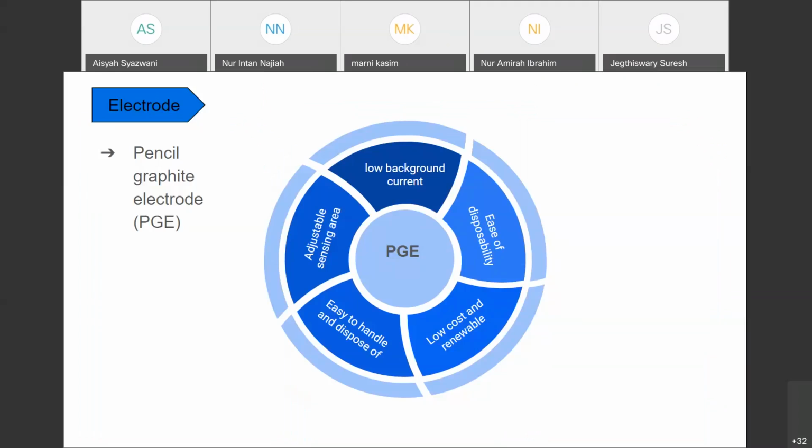Okay, next is the electrode. The three electrode system that is being used is the pencil graphite and electrochemically pre-treated pencil graphite as the working electrode, the platinum wire as the counter or auxiliary electrode, and silver chloride as the reference electrode. Why do we use PGE as the electrode? Because it has a lot of advantages such as low background current, ease of disposability, low cost and renewable, adjustable sensing area, and easy to handle.